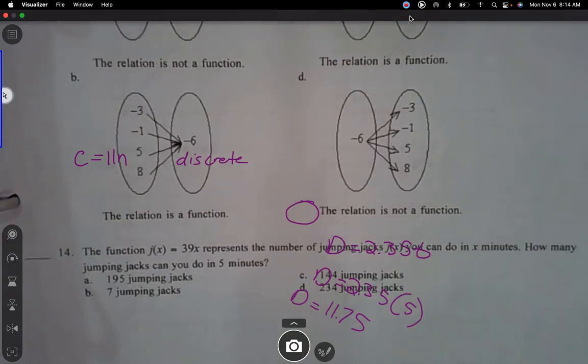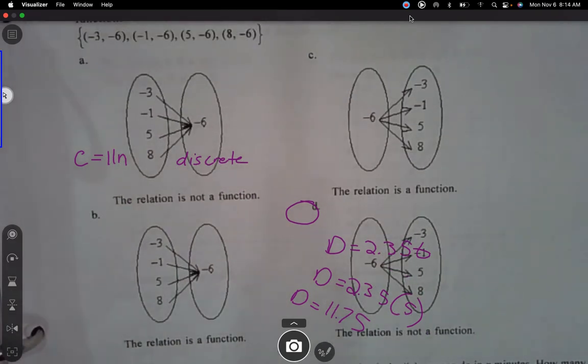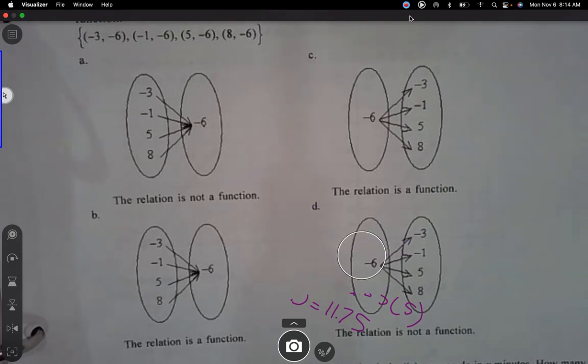All right, moving on to your next one. Let me erase all that. So they give us some ordered pairs. They want us to write it as a mapping. And then don't forget the second part, y'all. Look at the bottom part. What is the bottom part? Is it a function or not? So don't forget to check that.